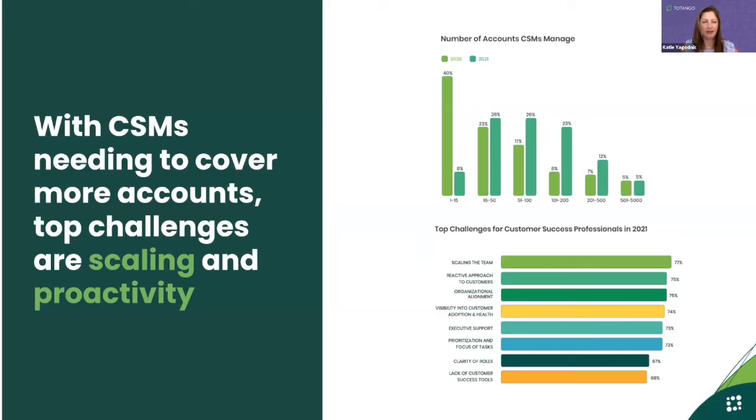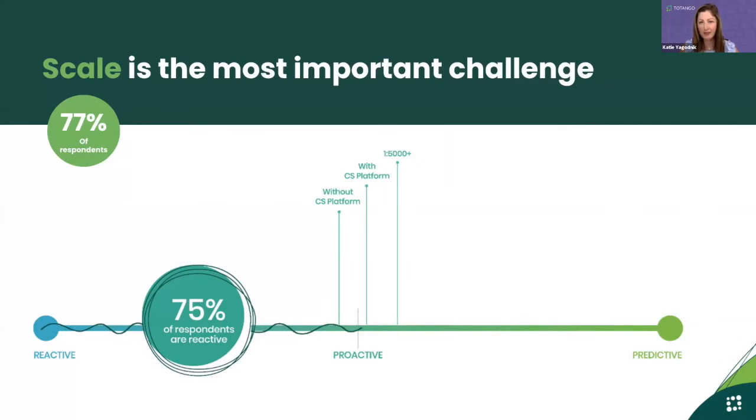So really, why tech touch? Why now? I'm not sure if any of you had the opportunity to join another fantastic colleague of mine, Robin and Ann, last week when they went over the Tatango salary survey. But why tech touch now is because we're seeing a significant challenge based on our data of customers and the ability to scale and be proactive, because more than ever our customer success managers are needing to cover more accounts. 77% of the people that responded let us know that scale is their most important challenge and the one they're having the biggest time overcoming, with 75% of our respondents still being within a reactive state.